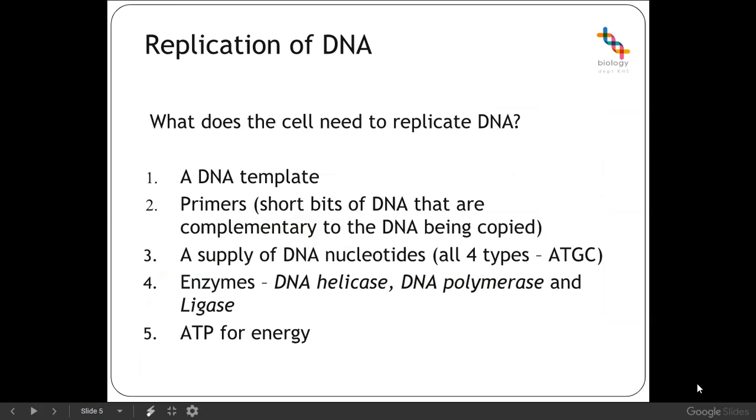Now, when it comes to replicating DNA inside the cell, we need to have the original DNA template. We also need to have primers, which are short sections of DNA, and these are complementary to the DNA that is being copied. We need a supply of the DNA nucleotides with all 4 of the bases, so we need some adenine, thymine, guanine and cytosine available. We need specific enzymes, helicase, polymerase and ligase, and we also need some ATP, and that's going to give the cell the energy it requires in order to create the new DNA molecule.